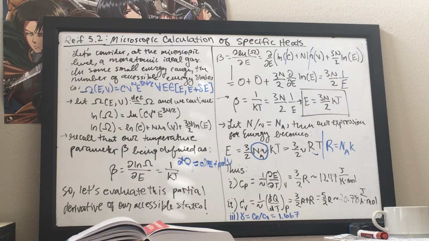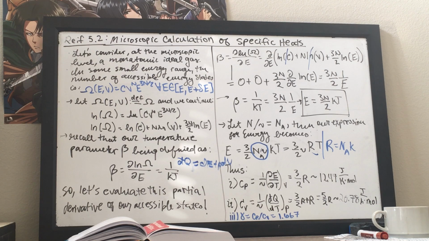Also importantly, we can recover a discrete value for gamma, which is just the specific heat at constant pressure divided by the specific heat at constant volume, and when we do so, we get 5/3, about 1.67. That's a decimal approximation there.